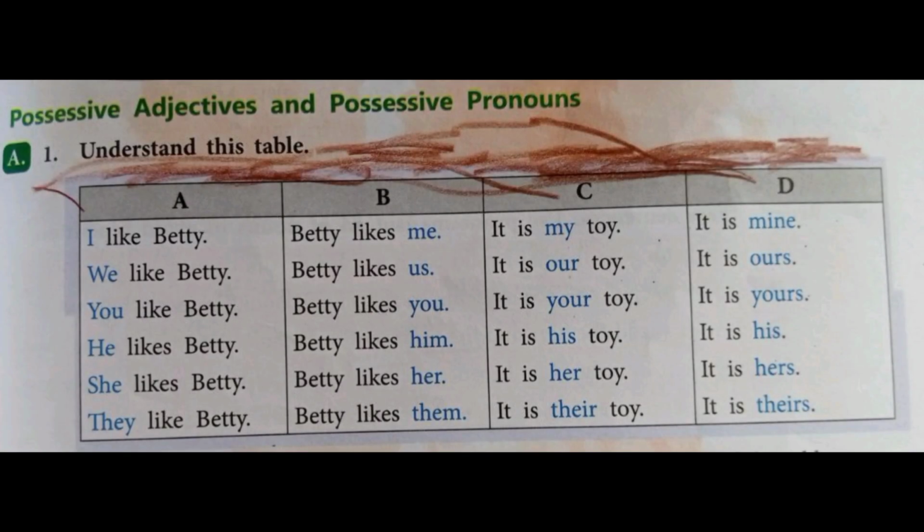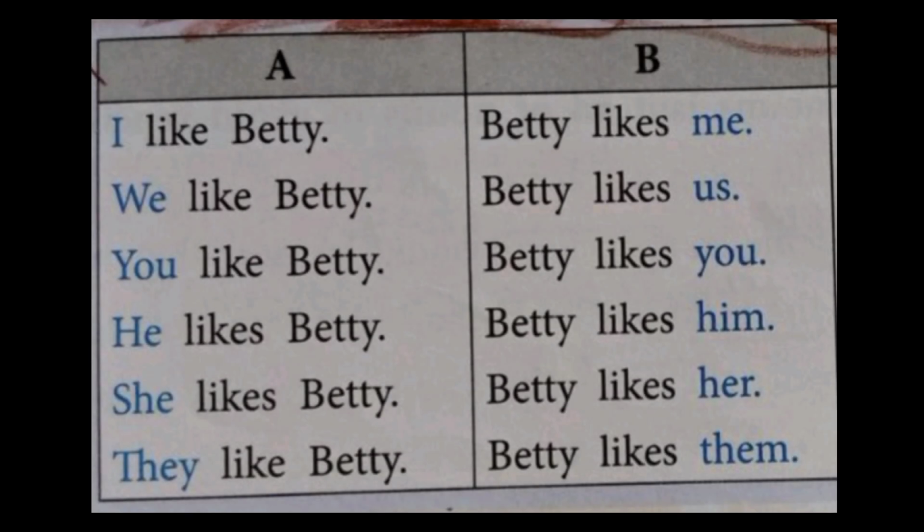For the topic under consideration, we are given a table. Firstly, we have to understand this table and then we have to solve a relevant exercise. So let me zoom in on columns A and B of the given table for clear understanding. Okay, look at column A. I'm going to read the statements: I like Betty, we like Betty, you like Betty, he likes Betty, she likes Betty, and they like Betty. Similarly, I'm going to read column B. Betty likes me, Betty likes us, Betty likes you, Betty likes him, Betty likes her, and Betty likes them.